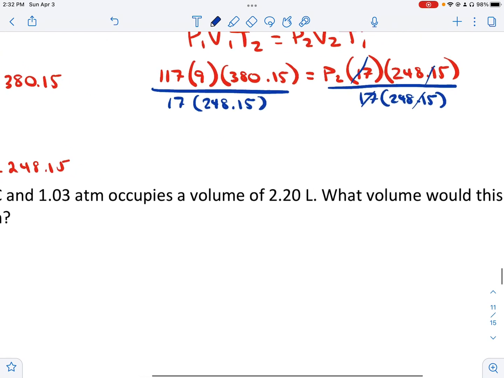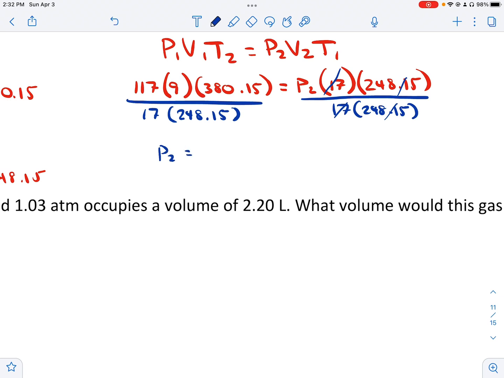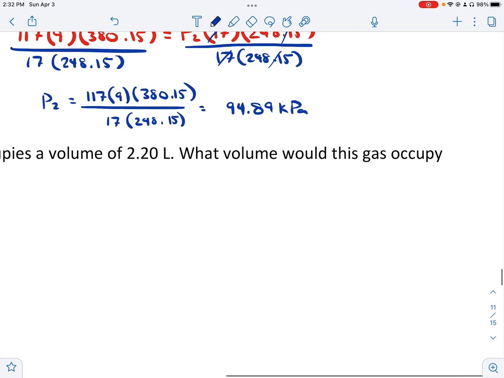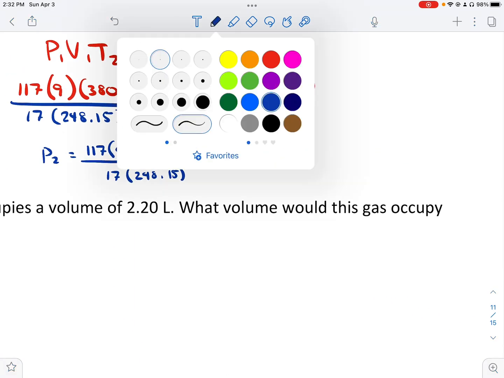All right, so P2 is going to be equal to 117 times 9 times 380.15. Then we're going to divide by 17 and 248.15. And that should be our answer. And this is going to be in kPa, so we're going to have to do a little work to get to ATM. So 117 times 9 times 380.15 divided by 17 divided by 248.15, and we should get 94.89, and that's kilopascals.